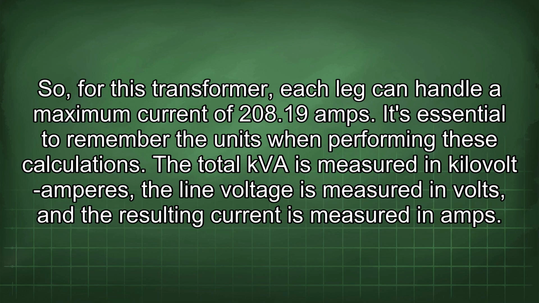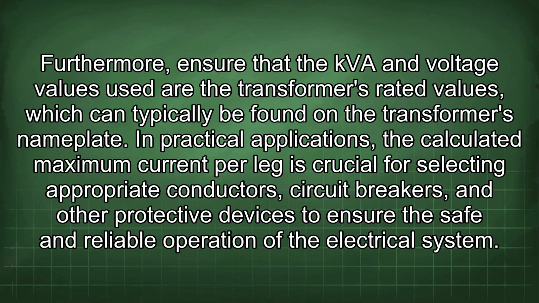It's essential to remember the units when performing these calculations. The total kVA is measured in kilovolt amperes, the line voltage is measured in volts, and the resulting current is measured in amps. Furthermore, ensure that the kVA and voltage values used are the transformer's rated values, which can typically be found on the transformer's nameplate.